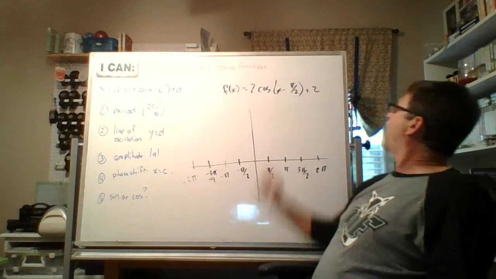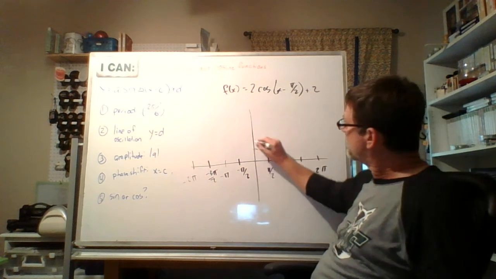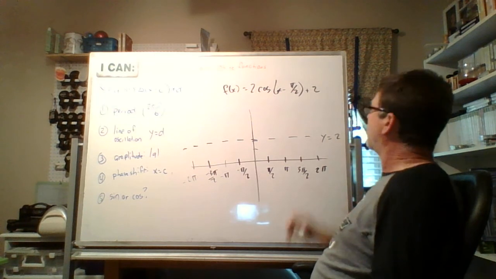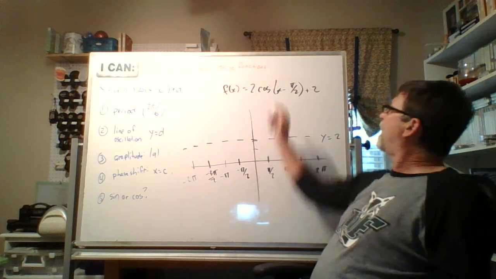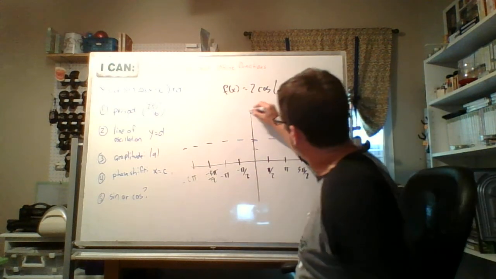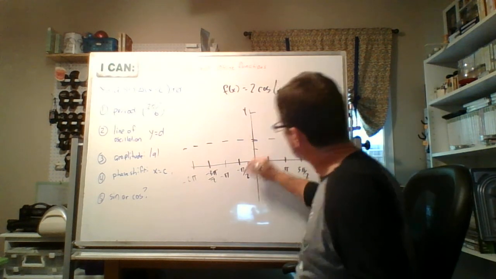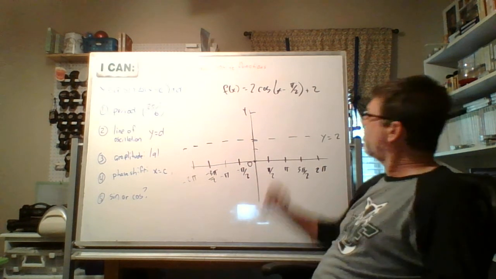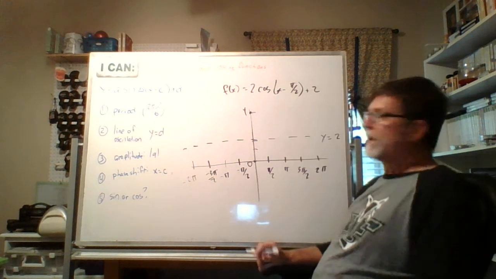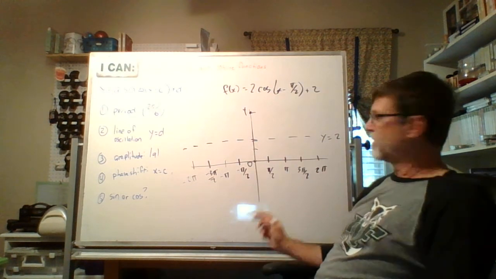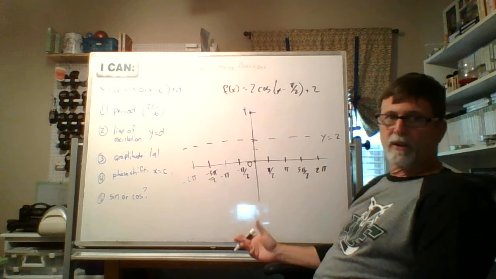My line of oscillation is up 2, so at y equals 2, I have my line of oscillation. My amplitude is the absolute value of 2, which is 2, so I'm going to go all the way up to 4, back down to 0. And this is a cosine wave, so it would normally start at the peak. Cosine waves start at the peak, negative cosine waves start at the trough. Sine waves always start at the line of oscillation.